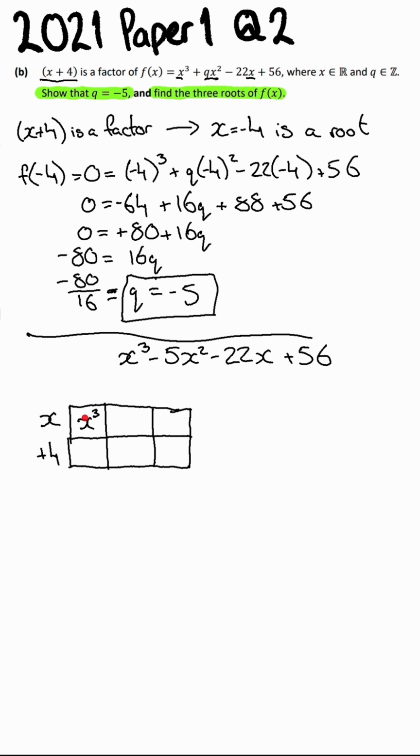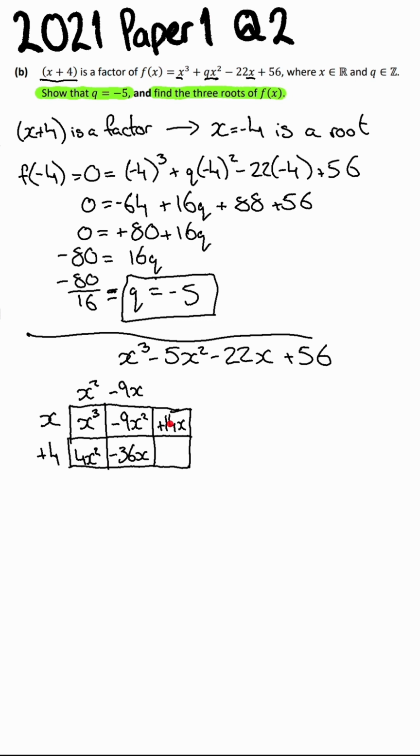So if we divide x cubed by x, it's going to give us x squared. X squared times 4 is 4x squared. In order to get from 4x squared to minus 5x squared, we are going to subtract 9x squared. Now, repeat that again. Minus 9x squared divided by x is going to give us minus 9x. Minus 9x times 4 is going to give us minus 36x. And to get from minus 36x to minus 22x, we are going to add 14x.